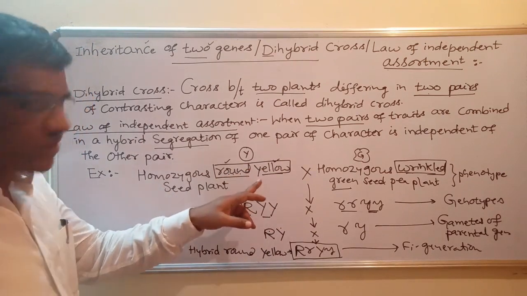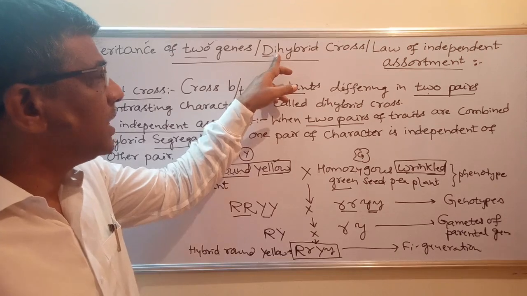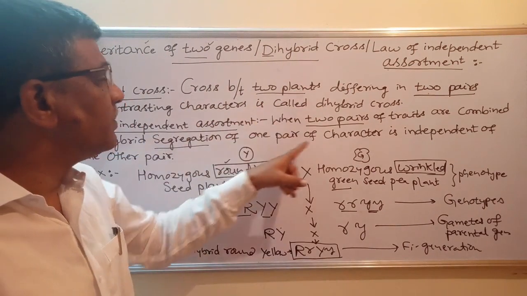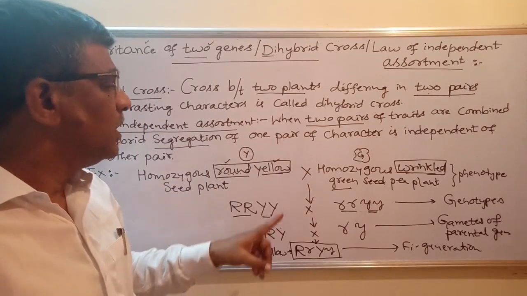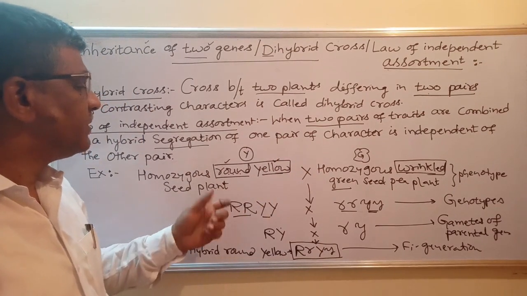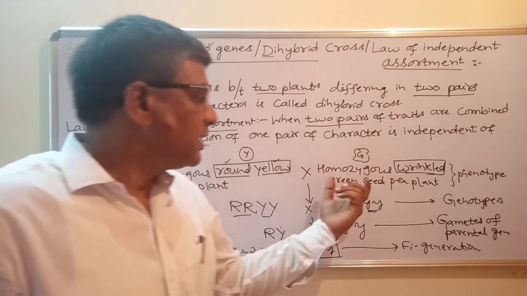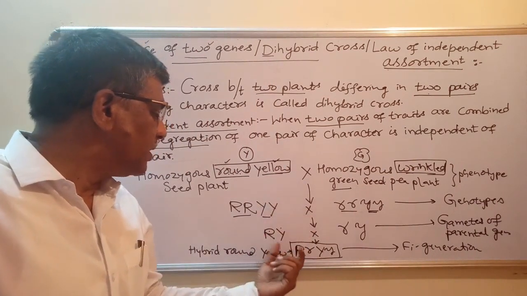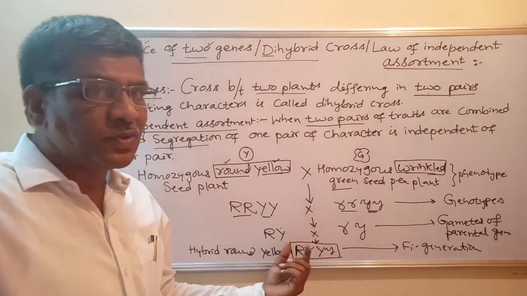Now, Mendel did this to know the inheritance of two genes simultaneously. He conducted a cross known as a dihybrid cross. Based on this, he proposed a law known as the law of independent assortment. I have given a definition for a dihybrid cross as well as a statement for this law. In a pea plant, he crossed a homozygous round yellow seeded plant with a homozygous wrinkled green seeded plant, and in the F1 generation, all plants are round yellow seeded only.